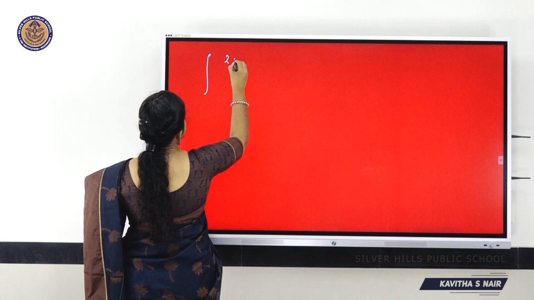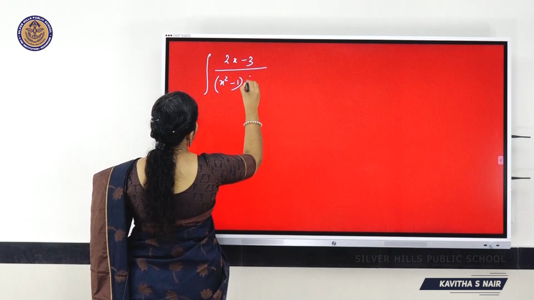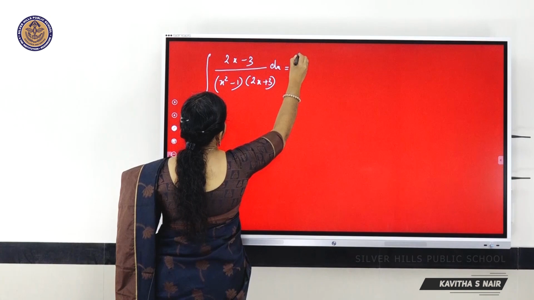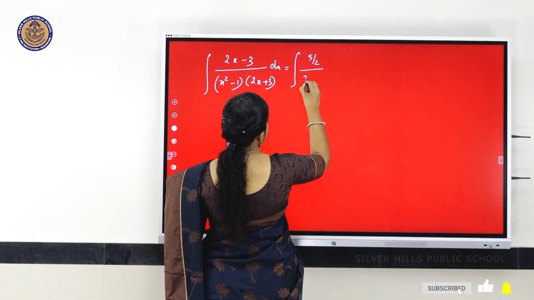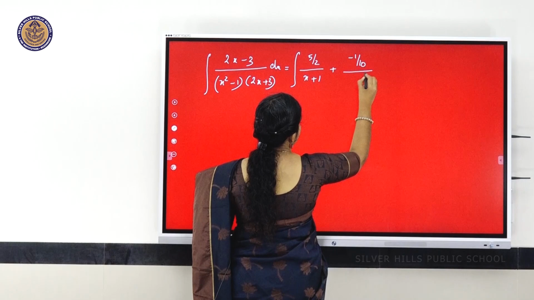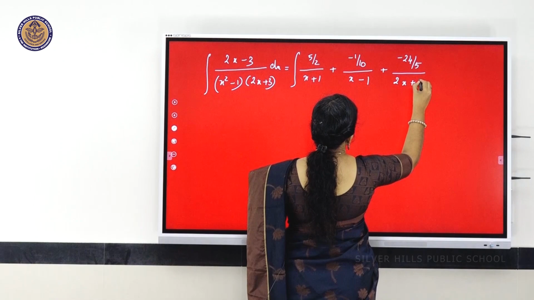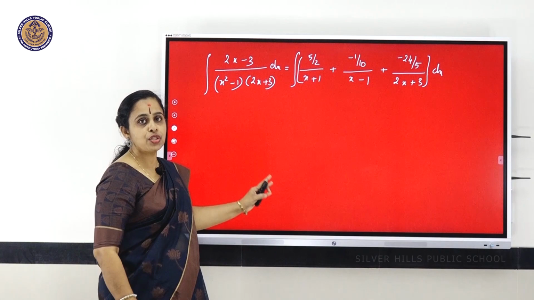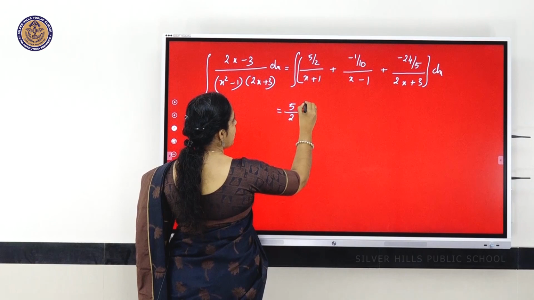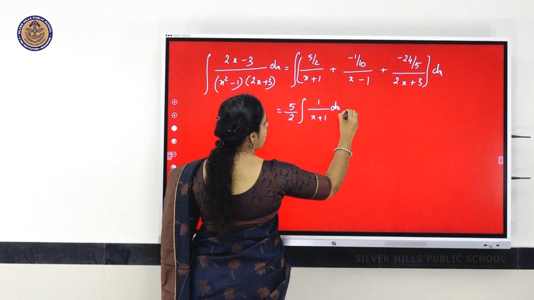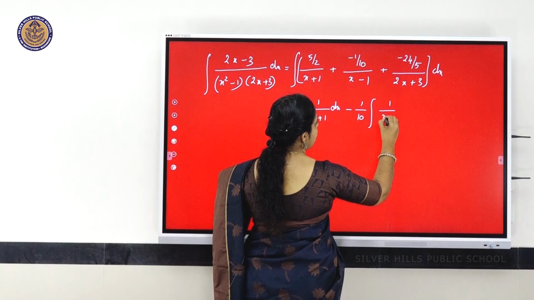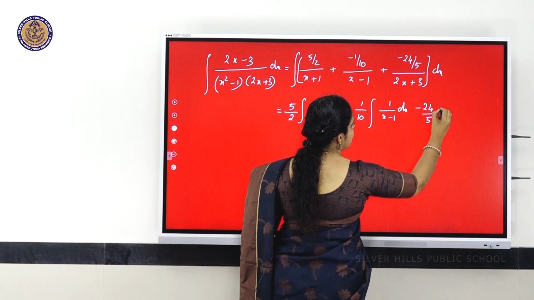Integral of (2x minus 3) divided by (x square minus 1)(2x plus 3) dx equals integral of 5 by 2 divided by (x plus 1), plus minus 1 by 10 divided by (x minus 1), plus minus 24 divided by 5 divided by (2x plus 3) dx. This we will split into three integrals, taking the constants outside: 5 by 2 into integral 1 by (x plus 1) dx, minus 1 by 10 integral 1 by (x minus 1) dx, minus 24 divided by 5 into integral 1 by (2x plus 3) dx.